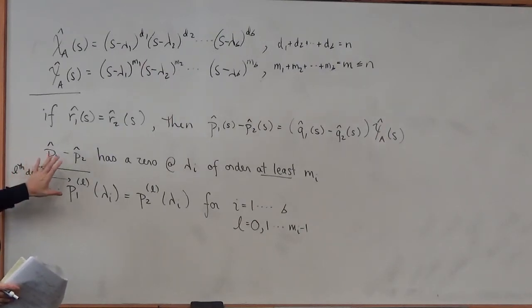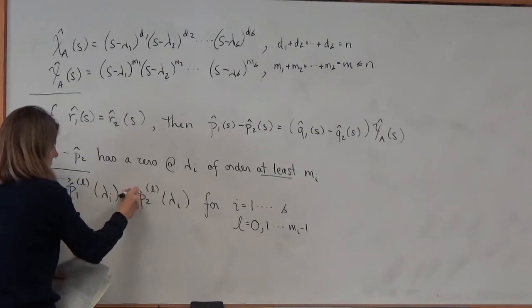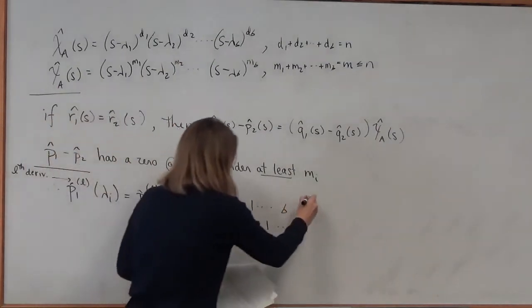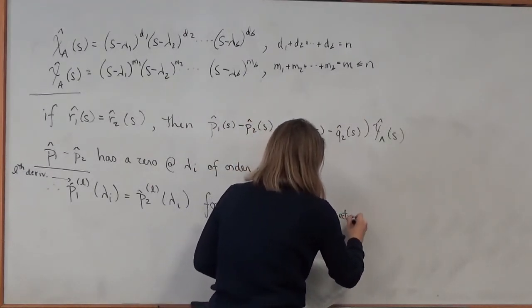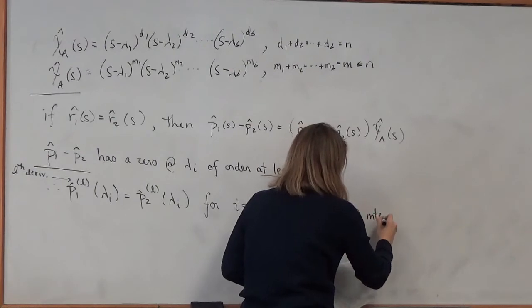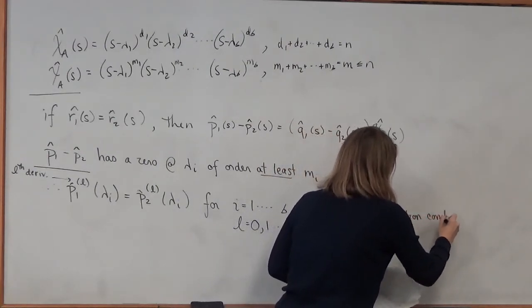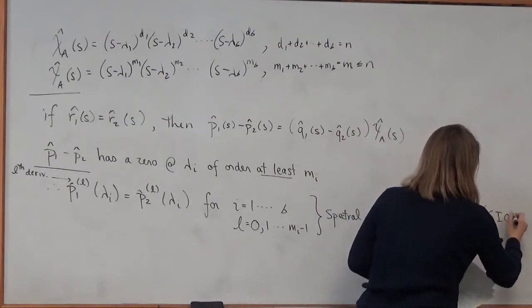Okay, so I'm just looking at that polynomial. So those should have hats. So this is what we call the spectral interpolation conditions, or SIC.